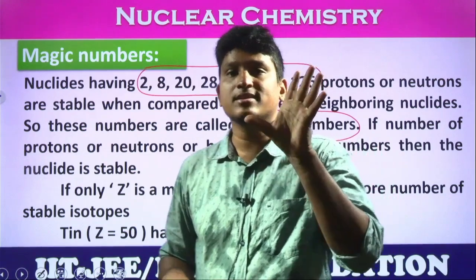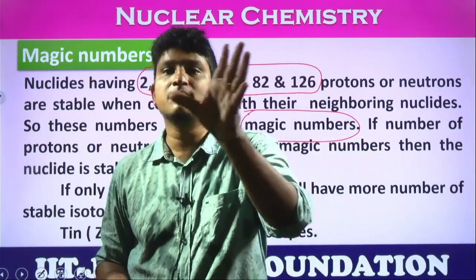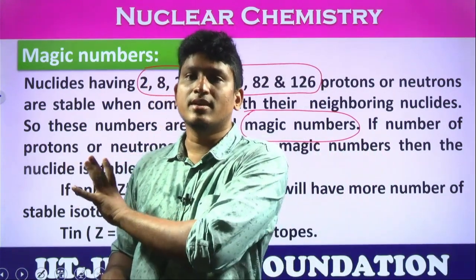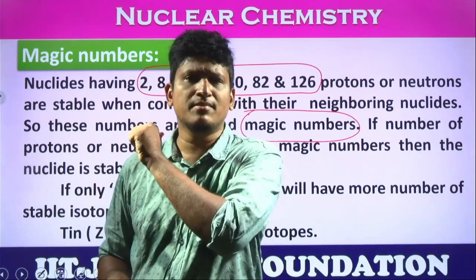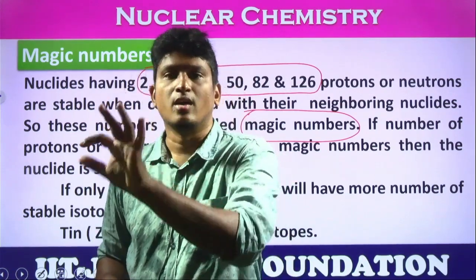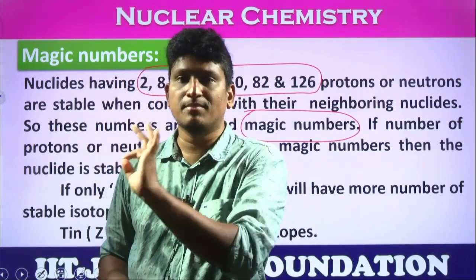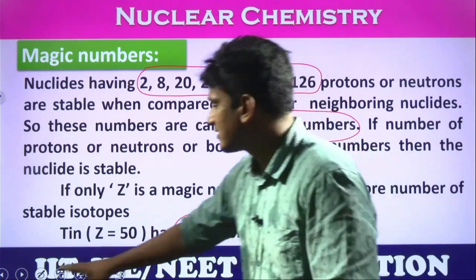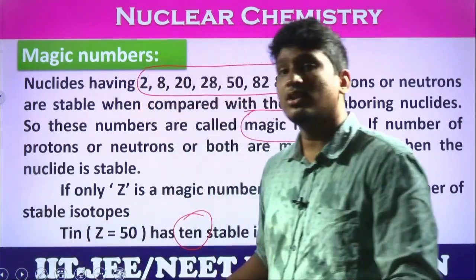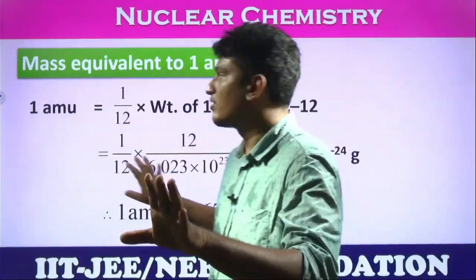So ultimately we are discussing the stability and instability of the nucleus. These numbers are more stable. Neutrons or protons, or both neutrons and protons with these numbers present in the nucleus, are called magic numbers based on the nuclear shell model. We don't have the discussion about the nuclear shell model.